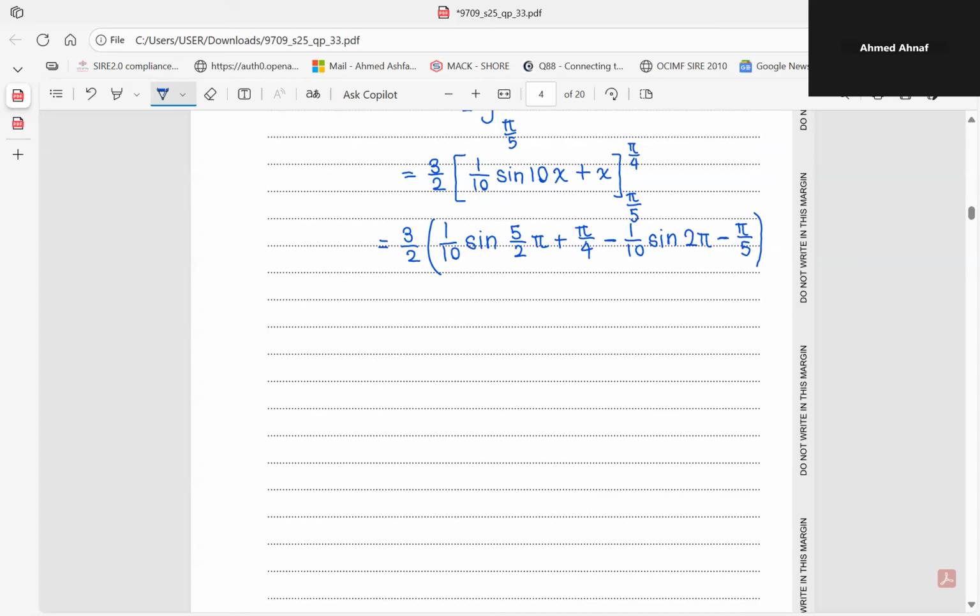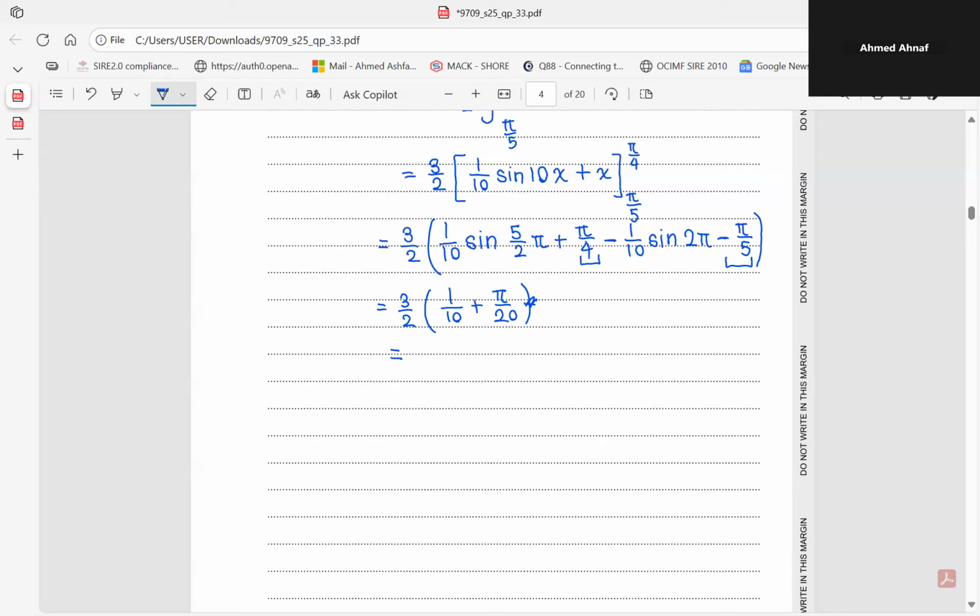All right, now just simplify. So sine 5 over 2 pi. If you don't get an exact answer, don't put it. So we get 1. So 1 over 10 times 1, that's just 1 over 10. Plus, we can subtract these together. So pi over 4 minus pi over 5, you'll get pi over 20, minus 1 over 10 sine 2 pi. So sine 2 pi is 0. So hence, this would just be gone.